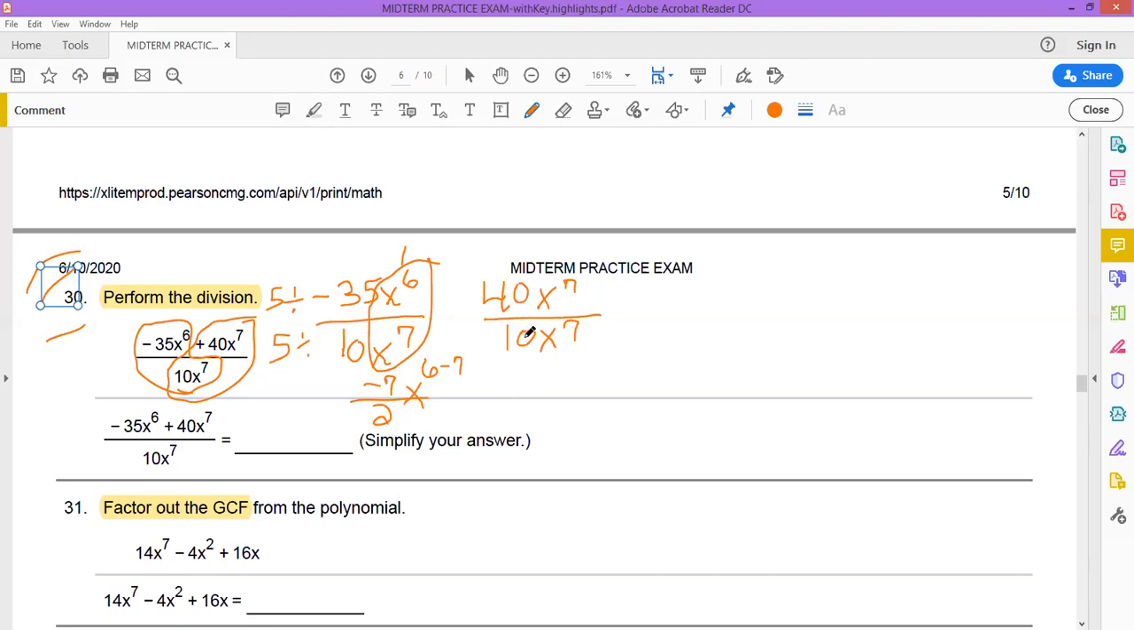Now with our 40 and our 10, 40 divided by 10, this time it simplifies, right? Because 10 can go into 40 4 times. And our powers, we have x, same base, 7 minus 7. So that'll actually give us a 0, right? So let's simplify this a little bit. I'm going to write it to the right. Negative 7 halves. Let's erase that and put a 2.